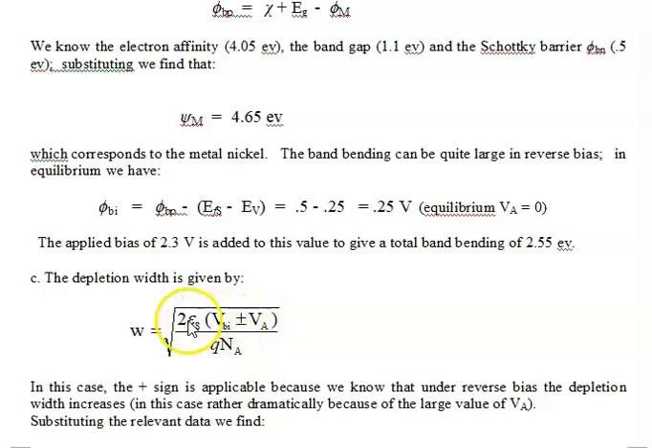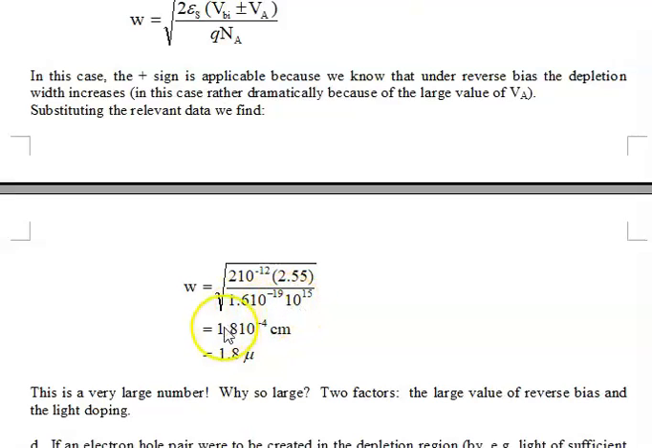We know that for reverse bias, W increases, so it's going to be a positive number here. We don't kick out the minus, we just use the positive, and we assume that VA is also positive, and it adds to VBI. So we have VA of 2.3, we found VBI is 0.25, so we add them together. So the number in parentheses here is 2.55. The permittivity of silicon is 10 to the minus 12th. The doping density is 10 to the 15th. Put all that stuff in, and we get 1.8 microns.